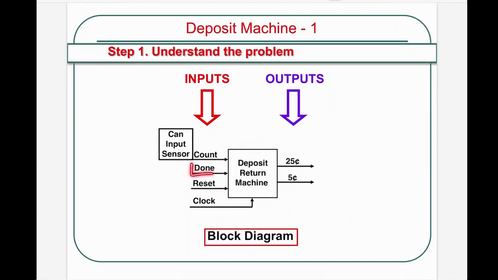Is the user pressing the done button or not? Is the user hitting the reset button to kick things off? And you also have the clock for the sequential elements inside the FSM. There are 2 outputs, a quarter and 5 cents, to give the deposit back to the user, right? So that's your block diagram.